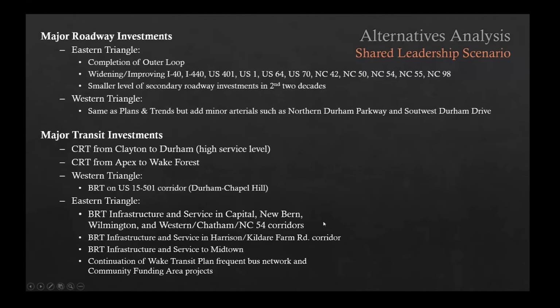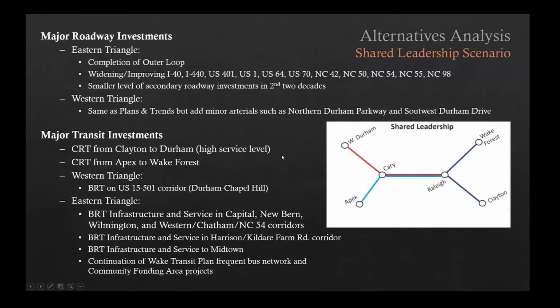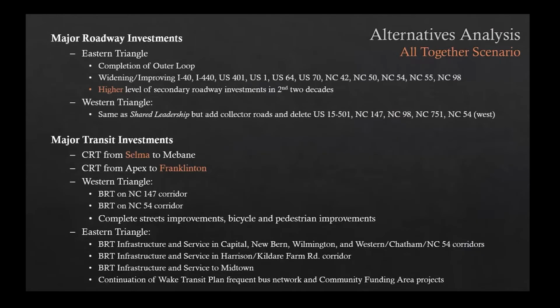There'd also be a commuter rail from down to Apex and up to Wake Forest, and there'd be an additional BRT, bus rapid transit system between Durham and Chapel Hill. So that's the shared leadership scenario. That's the transportation for the shared leadership.